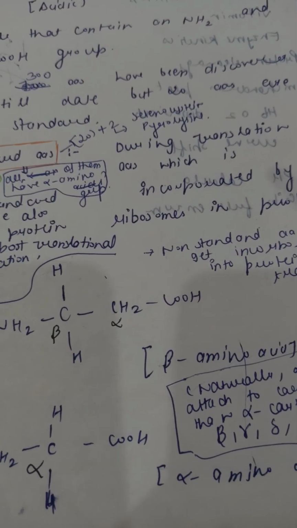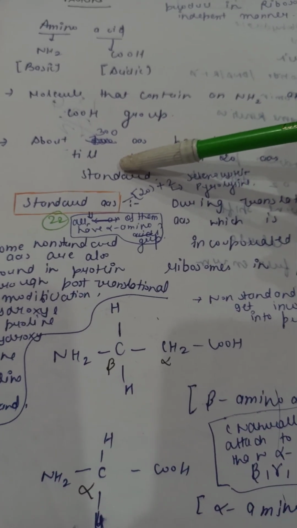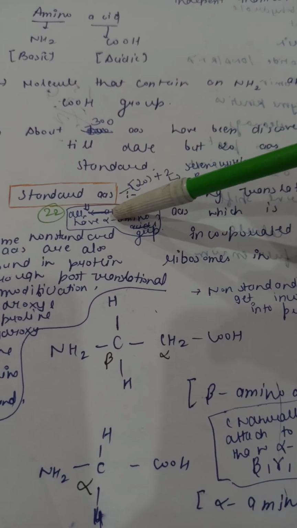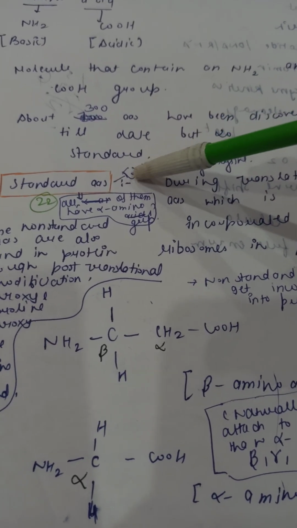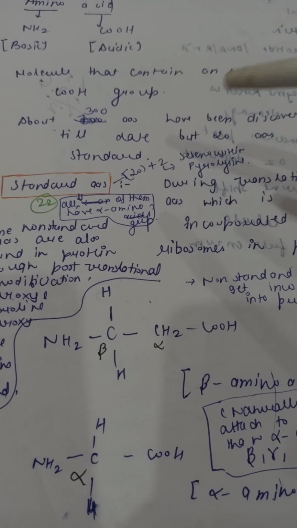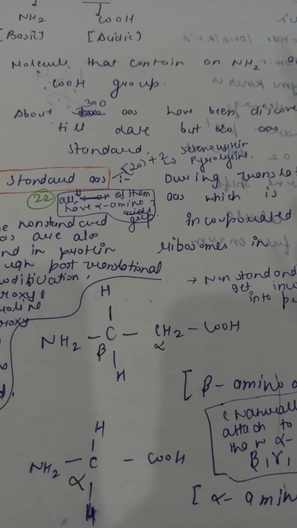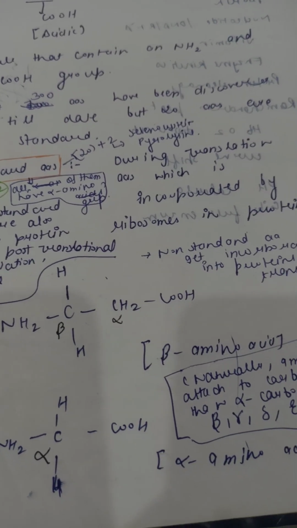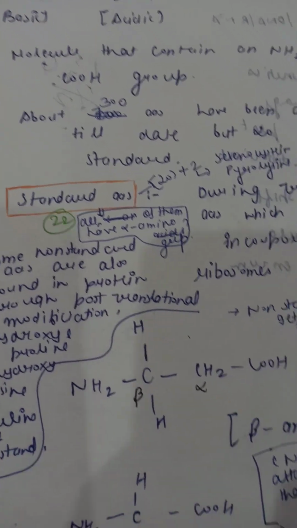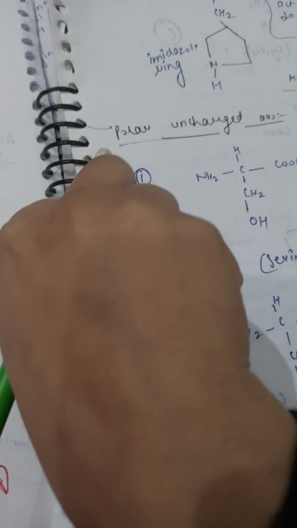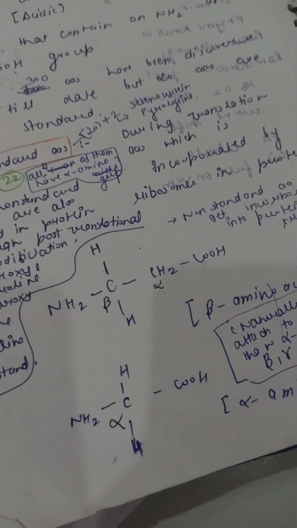Then we have standard amino acids, which are basically 20 plus 2. The 20 are the standard amino acids, and other than the 20, two more are also standard amino acids, and they are selenocysteine and pyrrolysine. We all know about the 20, but we don't know about the other two, which are selenocysteine and pyrrolysine.